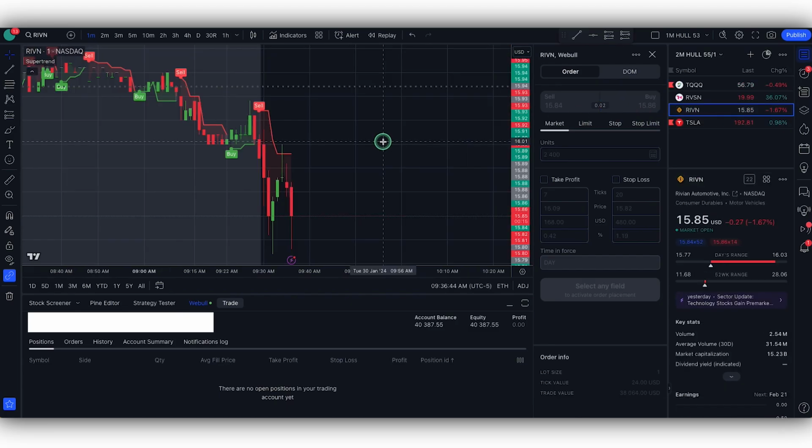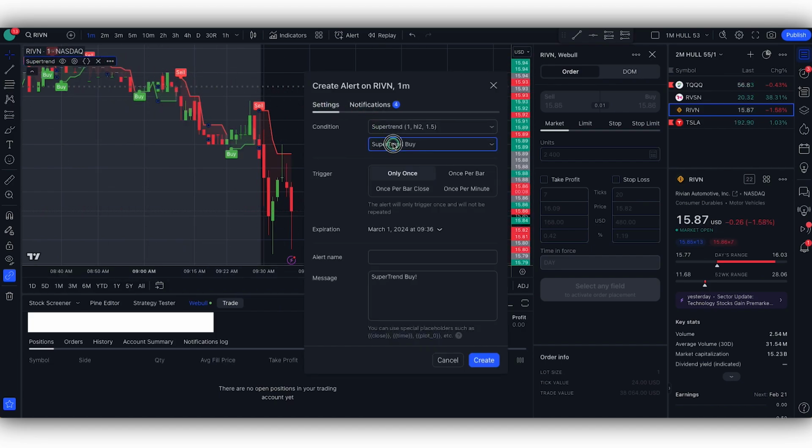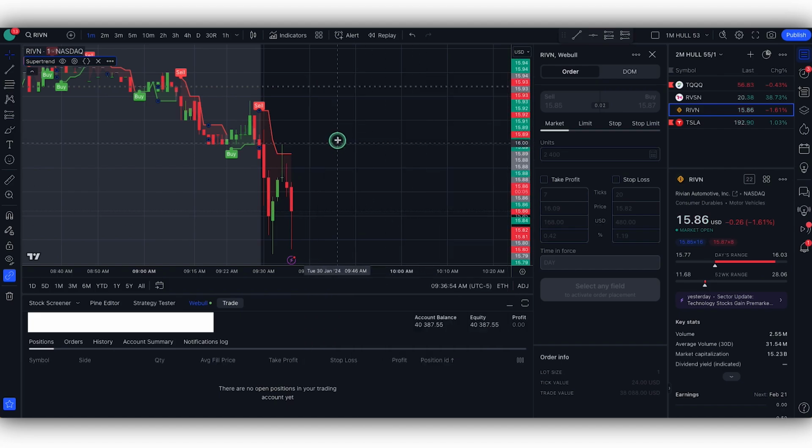Rivian kind of doing something similar today, also on a downtrend. I'm going to want to get an alert. If Tesla's consolidating, then I'll kind of switch over to Rivian.